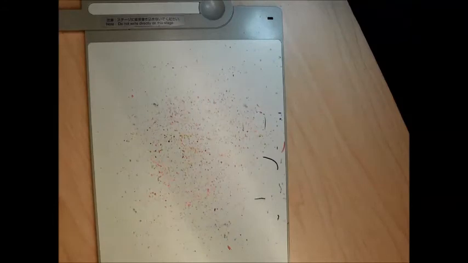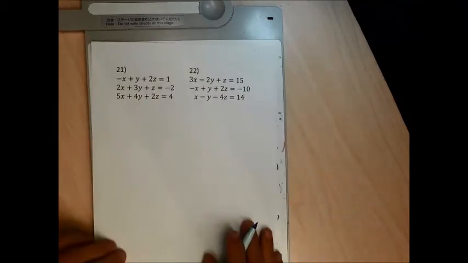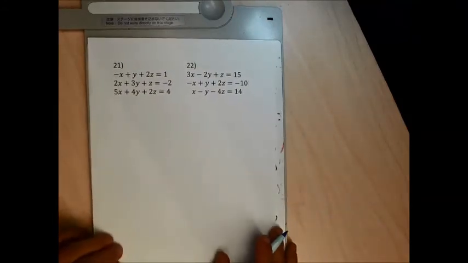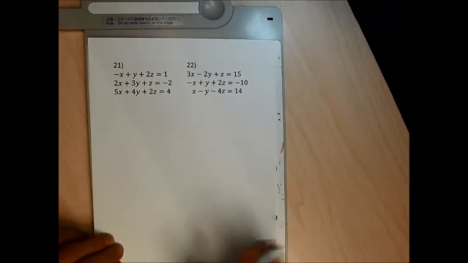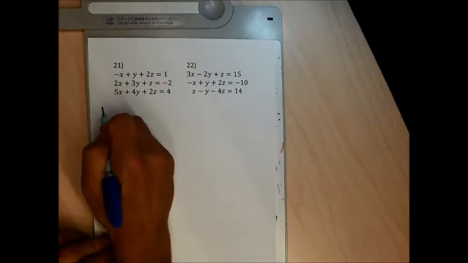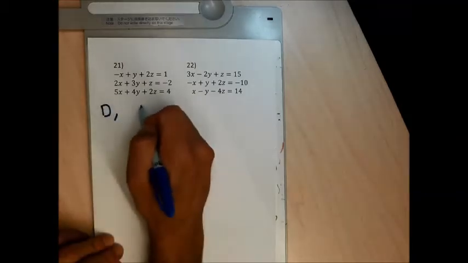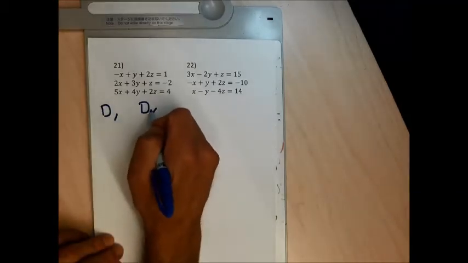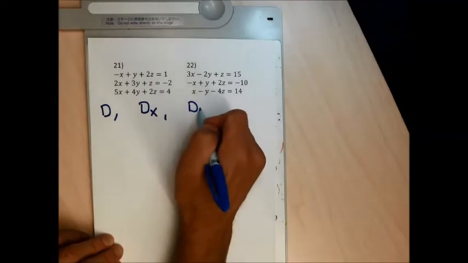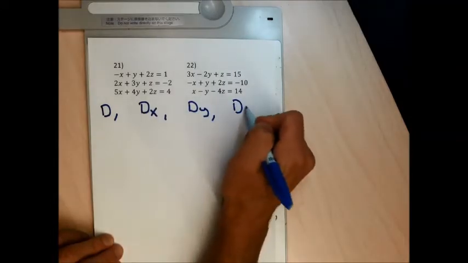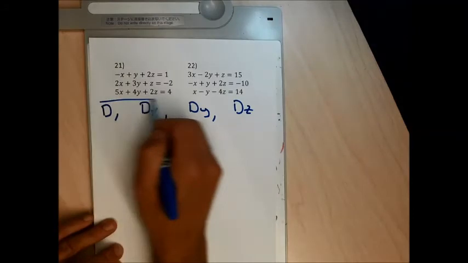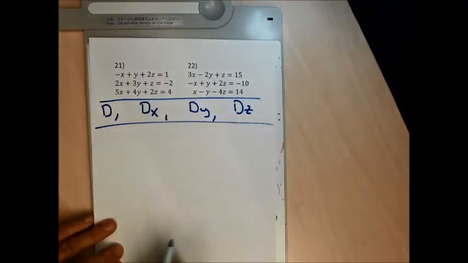So I'm going to solve by Cramer's rule. You always get one more determinant than letters. To do Cramer's rule for when you have 3 equations and 3 unknowns, you're going to need a D, a D sub x, a D sub y, and then a D sub z. Always one more determinant than letters, and we get them exactly the same way.